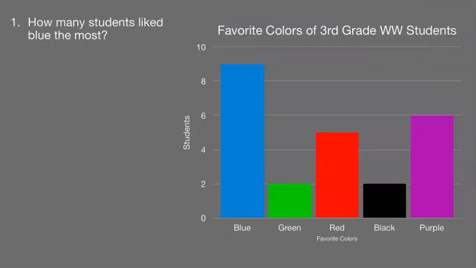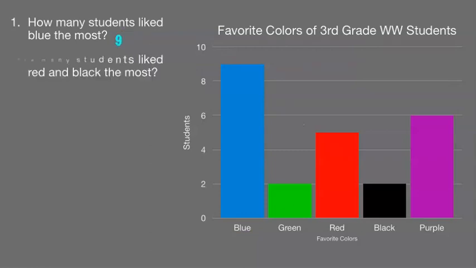How many students liked blue the most? So looking at blue, I can see I follow the blue and it goes up past the 8, but not to the 10. So what number would be in between 8 and 10? Well, 9. Good deal. Let's take a look.